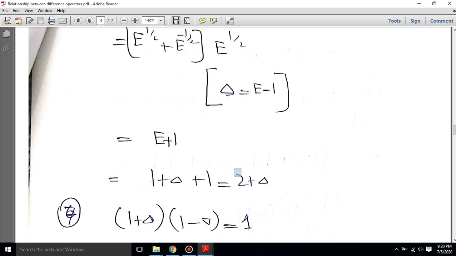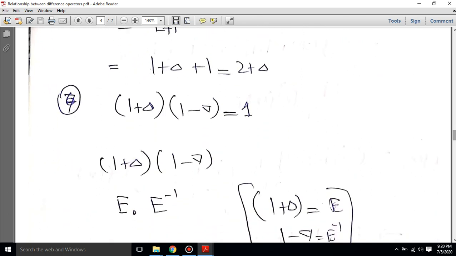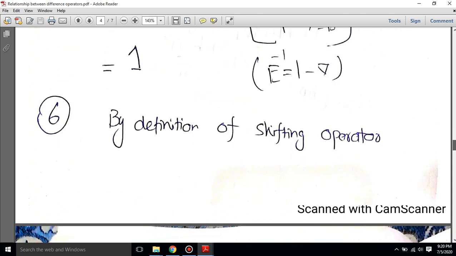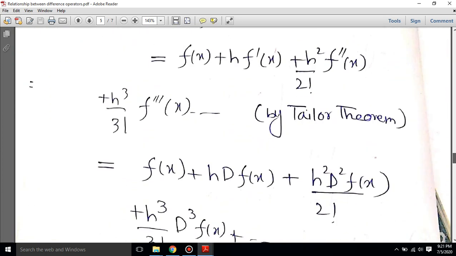Okay, now as far as the other proofs are concerned, I have written them down in the notes, and you have to do them by yourself now, as far as the 7th and 8th proofs are concerned, as far as the other relationships of the difference operator are concerned.